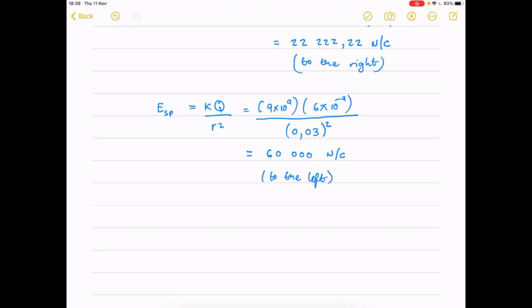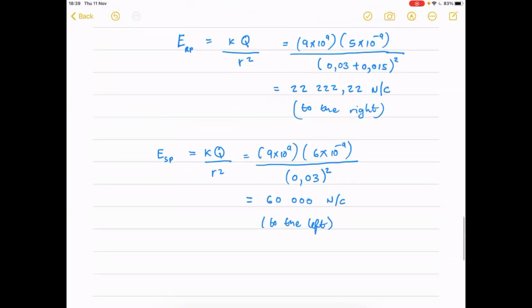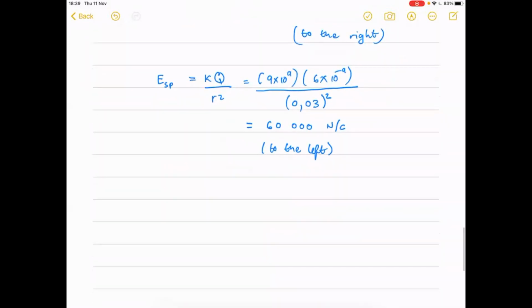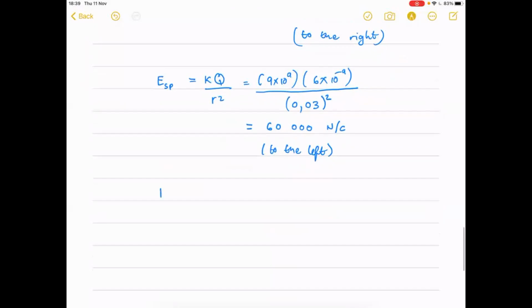And so now you can find the resultant. You just add them up. One will be positive and one will be negative. So the net electric field is equal to minus 37,777.78 newton per coulomb, and it is to the left.